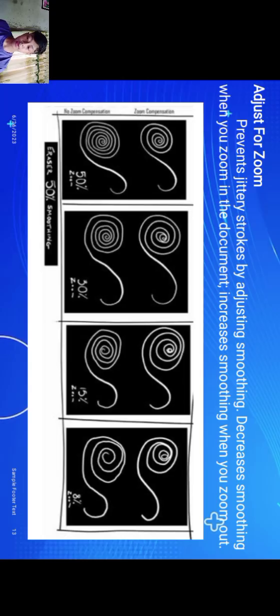Adjust for Zoom. Prevents jittery strokes by adjusting smoothing. Decreases smoothing when you zoom in on the document. Increases smoothing when you zoom out. And here are the example pictures of Adjust for Zoom.